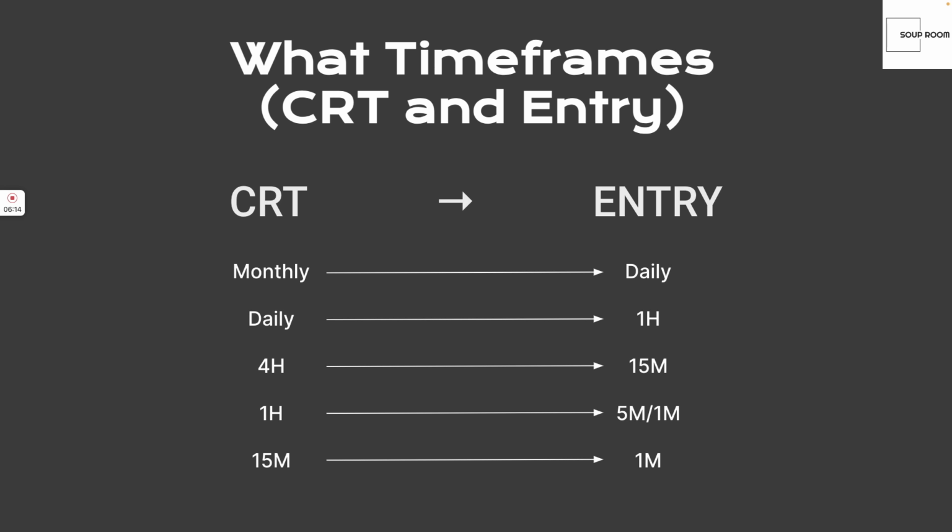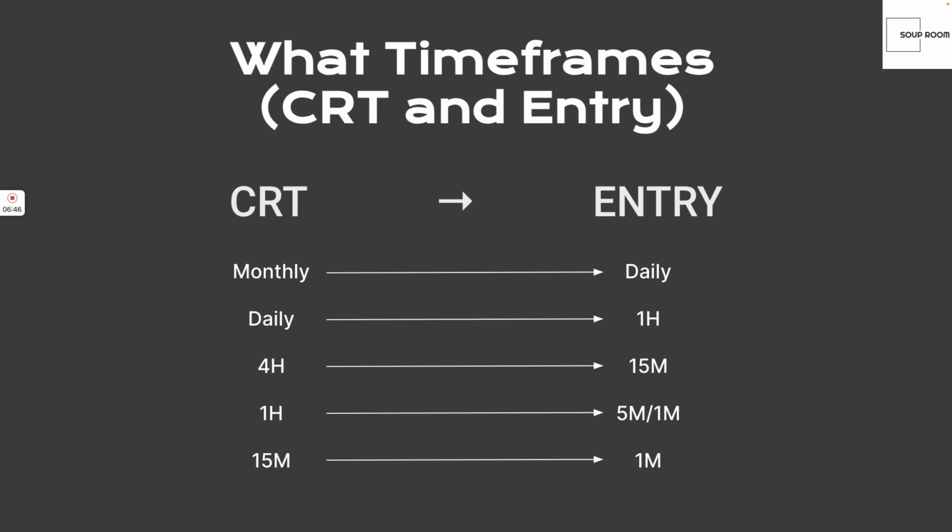A lot of you guys have probably been waiting for this part. CRT and entries. If your CRT is performing on the monthly chart, so if you're looking for your CRT ranges on the monthly, your entries must come from a daily chart. If your CRT is from a daily chart, your entries must come from a 1-hour chart.